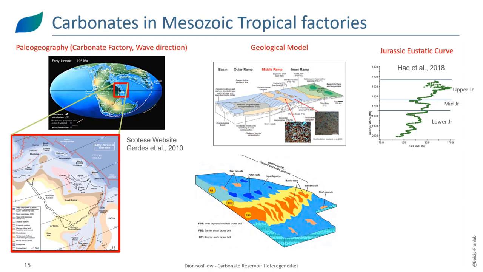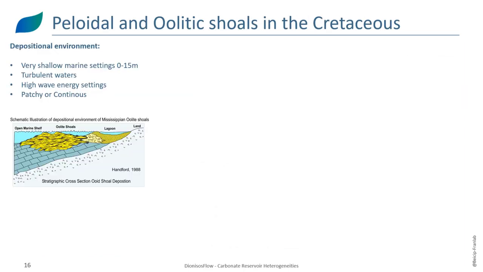So now I'll be focusing a bit on some peloidal and oolitic shoals that you usually see a lot in the Mediterranean and also in Middle Eastern carbonate systems. For those who are not very familiar with shoals, these usually develop in very shallow marine systems. They are constantly reworked by turbulent waters, and they can develop into patchy geometries or architectures, but also some continuous ones.